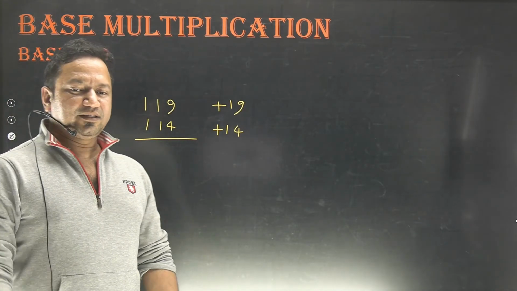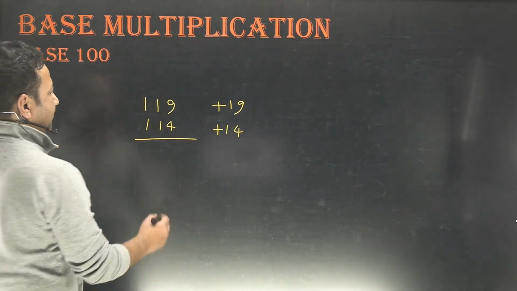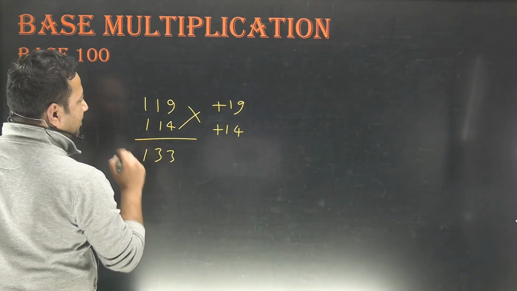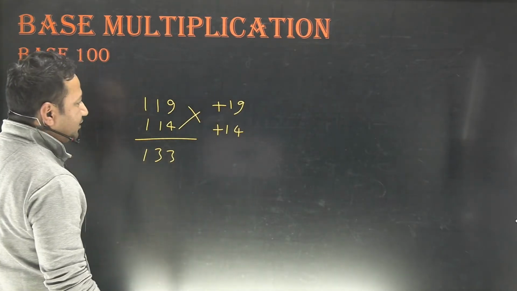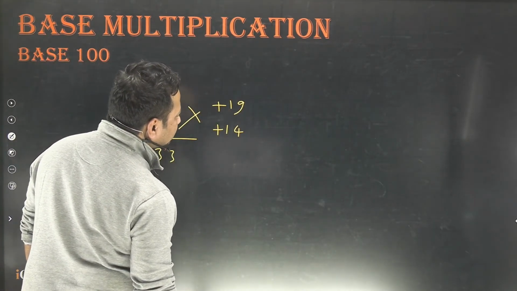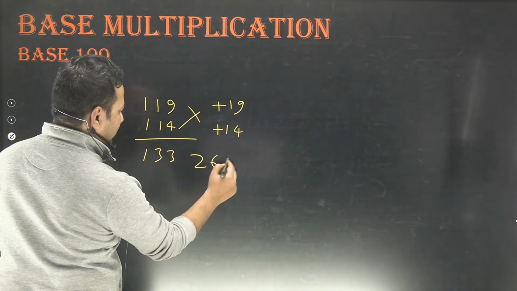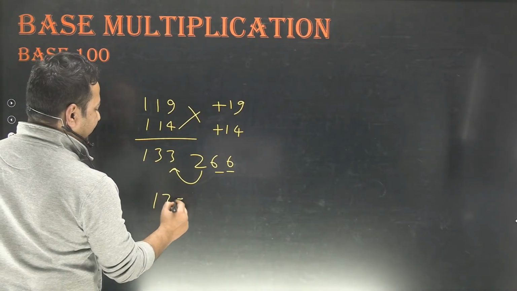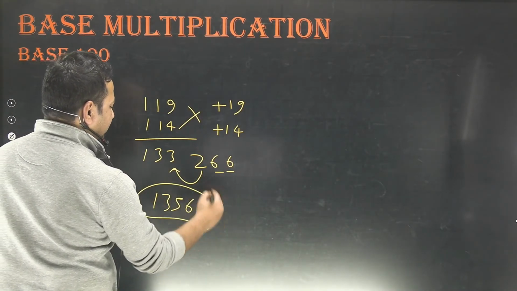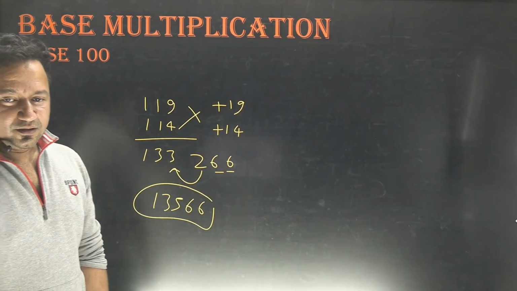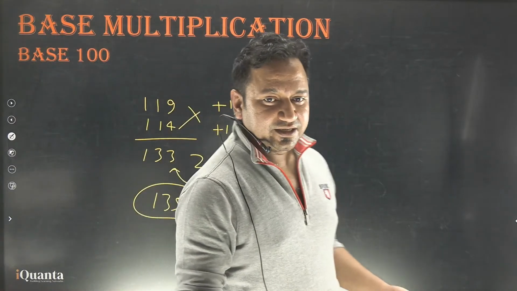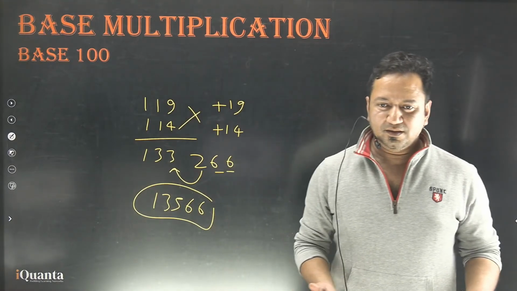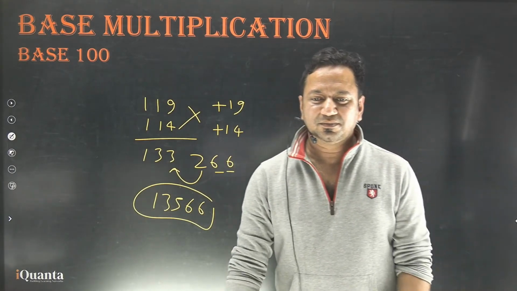Shubham, okay, look at this again. 119 plus 14, we get 133. 19 multiplied by 14, we'll get how much? 266, if I'm not wrong. 2 goes here, I'll get 13566. Now again, you must be thinking how I quickly multiplied 19 and 14. Again, practice.